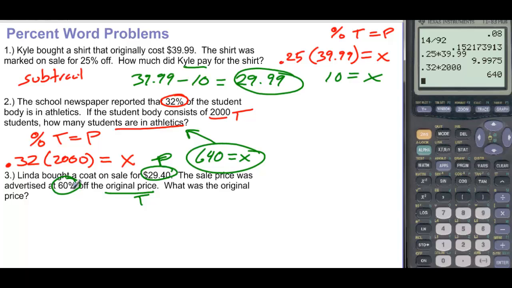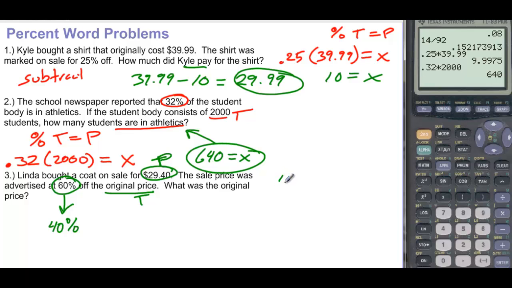What I like to do is I'm going to do this problem a different way. I'm going to say, okay, if we saved 60%, how much did we pay for the jacket? We paid 40% of the original price, because remember, 100% is the total. So if we save 60%, then that means we paid for 40%. So I'm going to set it up backwards, because up here, notice we had to do subtraction. I don't want to do that down here.